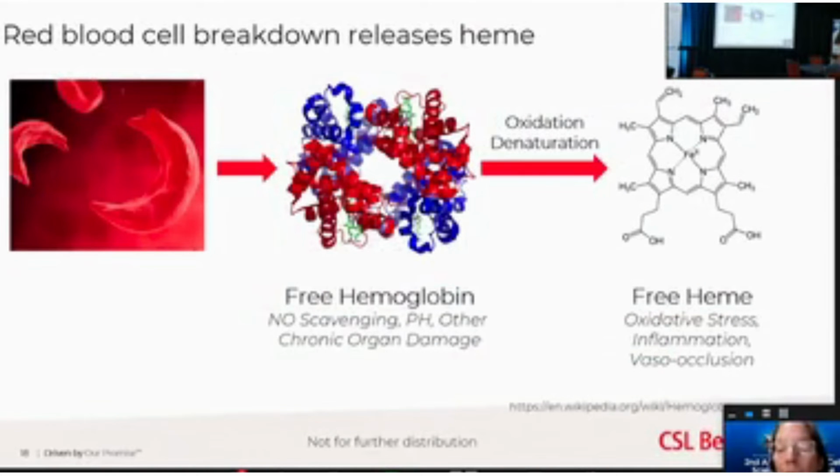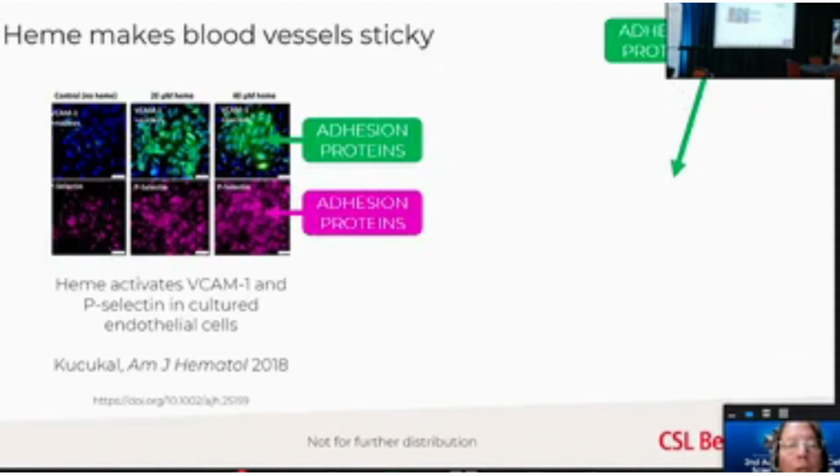So just to get back to the free heme aspect of hemolysis, heme can make blood vessels adhesive. And in fact, this has been known for many decades. I'm showing you here a more recent representation published in 2018. These are endothelial blood vessel cells that are cultured in tissue culture. And you can see on the left side, these have been stained with a blue stain just to bring out the nucleus of the cell.